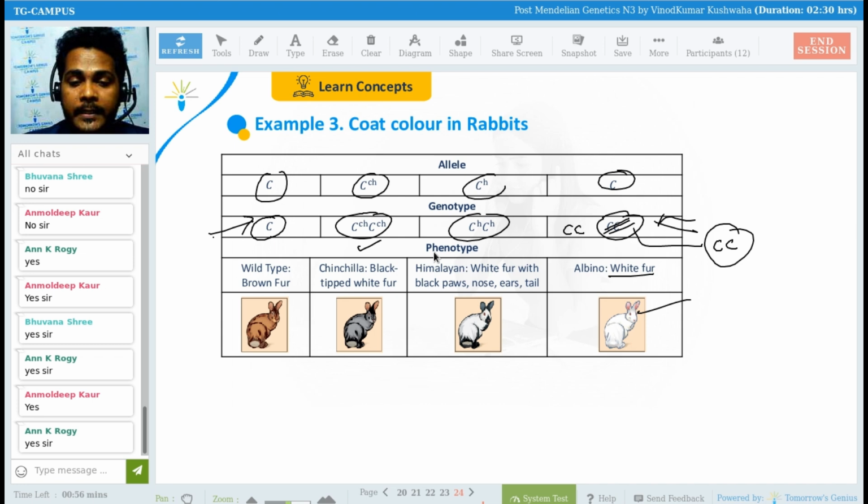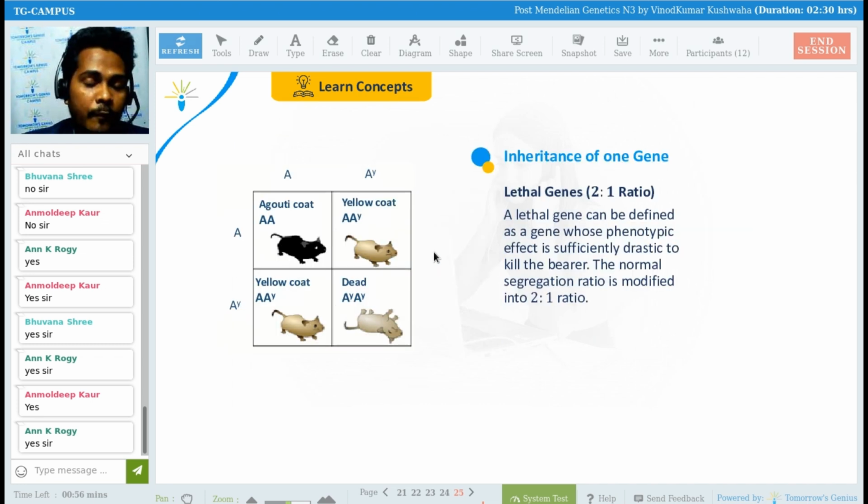Now let's move ahead and try to understand another concept of intragenic, that is lethal gene. Now what is this lethal gene? So lethal gene means what? Something which is dangerous, right? So a lethal gene can be defined as a gene whose phenotypic effect is significantly drastic to kill the carrier, right? Those having that lethal gene, it is difficult for them to survive. So the normal segregation ratio is modified into a 2:1 ratio.